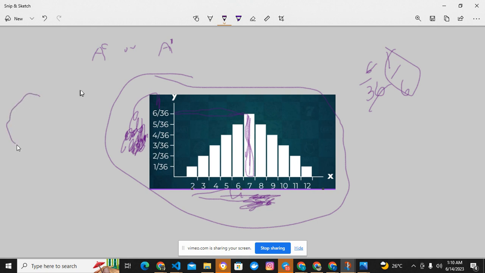Let's say we have a circle. Sorry, I'm not a good artist, I'm a programmer. So let's say we have a circle, and we divide the circle into two, and we make this side to be the sample space. You understand? So this is the sample space. You understand?